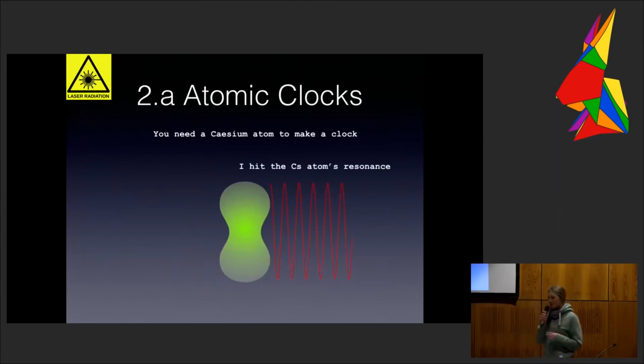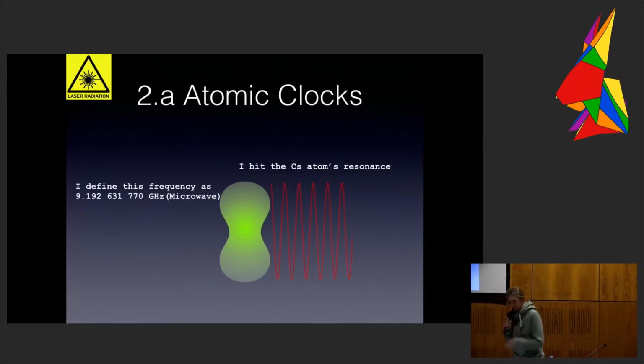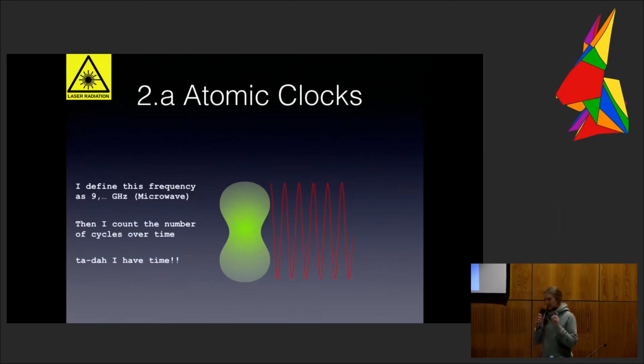So to make a clock, say you take a cesium atom, which is the atom that was chosen for a variety of reasons, and then you hit the cesium atom's resonance. And you say, okay, this frequency is going to be 9.192 blah, blah, blah gigahertz. So this is in the microwave regime. You say, this frequency is going to be that. That's the decision. And then you count the number of cycles over time with very precise counters, which you have with radio frequency technologies. You count the number of cycles, and there you go. You have time. You have defined time from your resonator, which is your atomic resonator, which allegedly or supposedly doesn't change. And so far, it has been proven that it doesn't change.